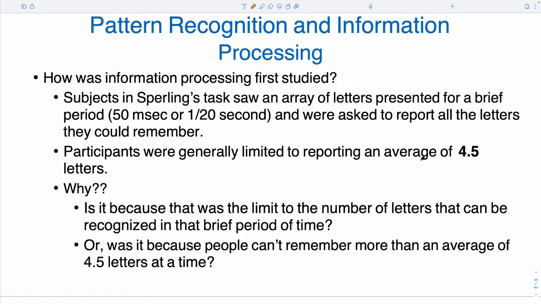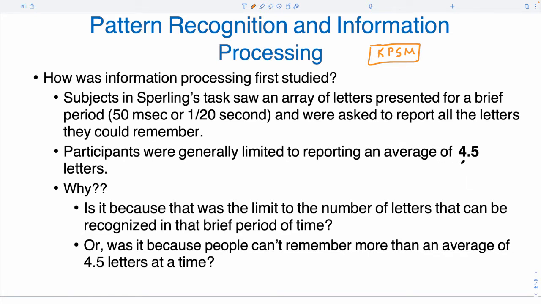Information processing was first studied by having participants look at an array of letters, for example, K, P, S, M, and so on, for a very brief time, 50 milliseconds, or 1/20th of a second. They were asked to report all the letters that they could remember. Remember, this is being shown for a very brief amount of time. Participants were generally limited to reporting an average of 4.5 letters.